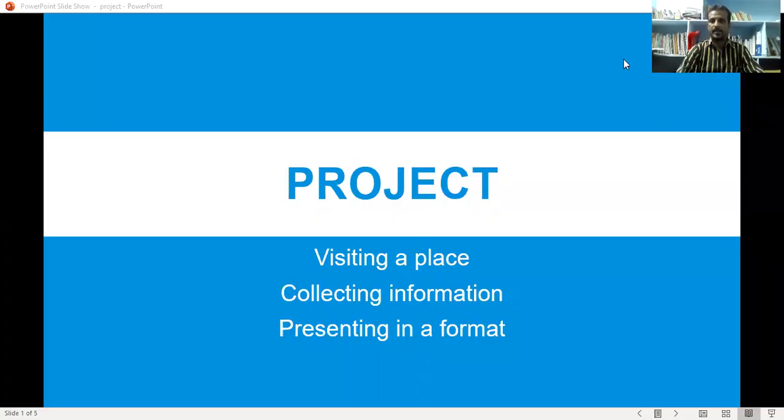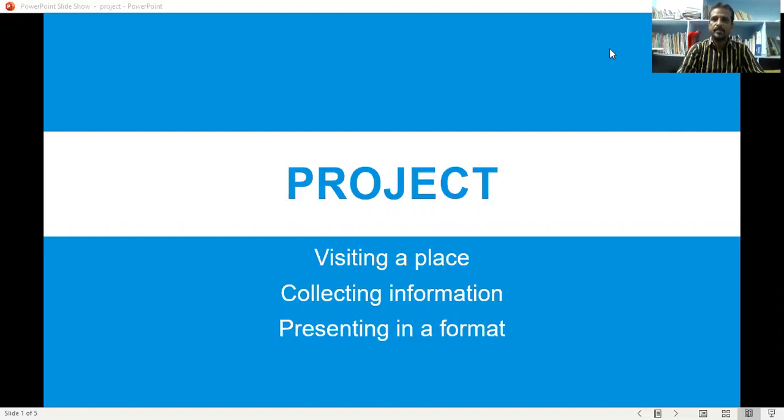Students, let us learn how to make a project. The project is based upon visiting a place, collecting the information, and presenting it in front of the class. So there are three steps included in this project. Number one is visiting a place. Second one is collecting information from that particular person in that particular area. And finally, presenting in a format before your class. These are the three steps you have to follow to do this project.